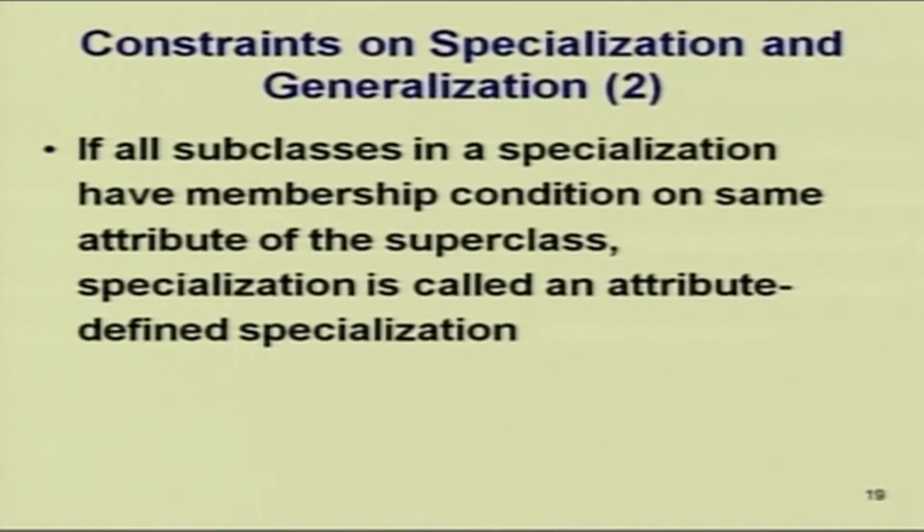So, if all subclasses in a specialization have a membership condition on some attribute of the superclass, then the specialization is called a condition defined specialization. We can also have another type of specialization, which is called an attribute defined specialization. If all the subclasses in a specialization have a membership condition based on the same attribute of the superclass, then we call it an attribute defined subclass.